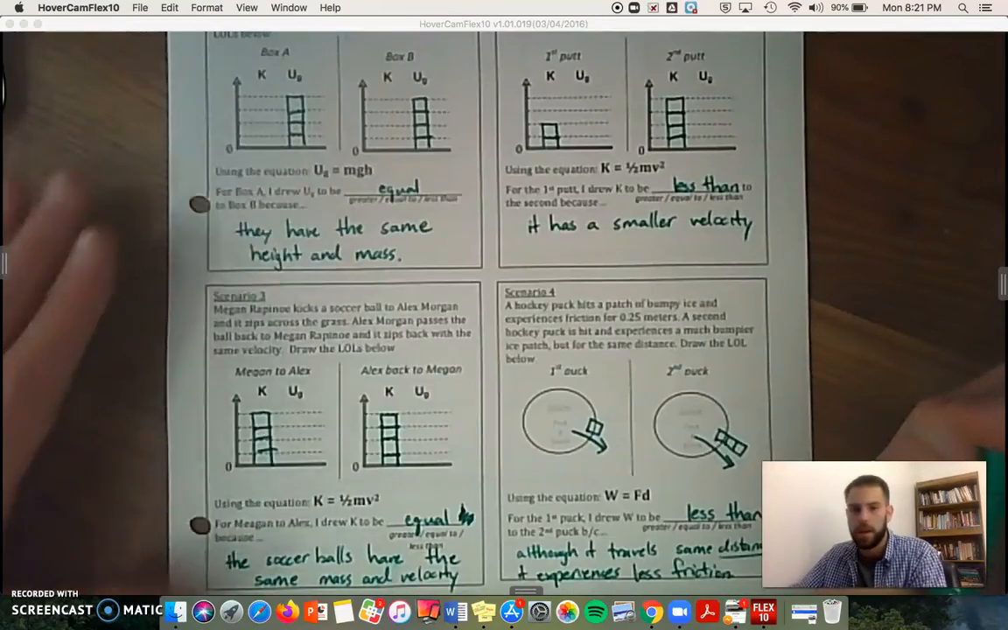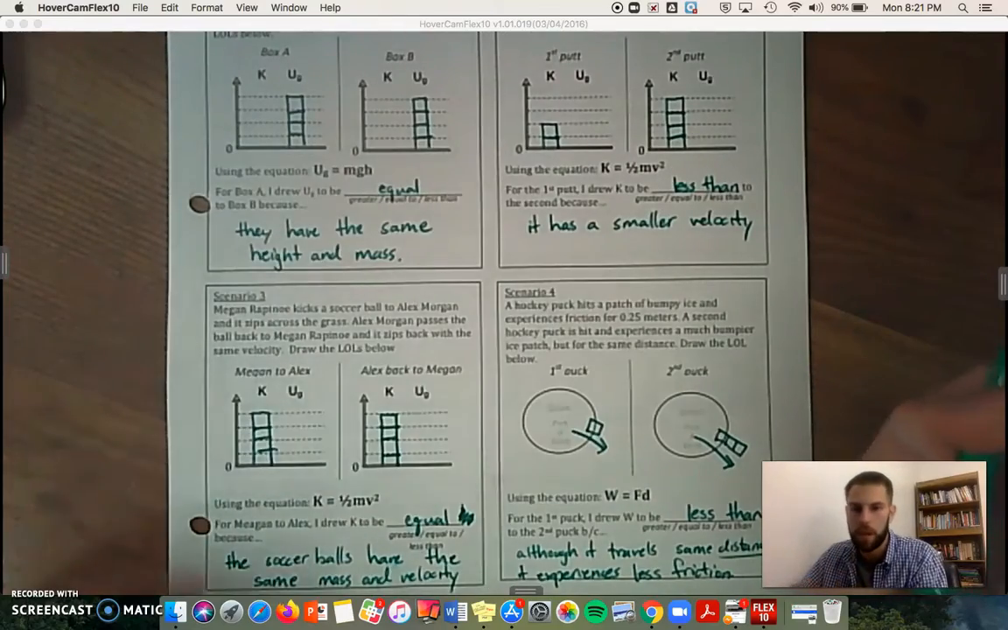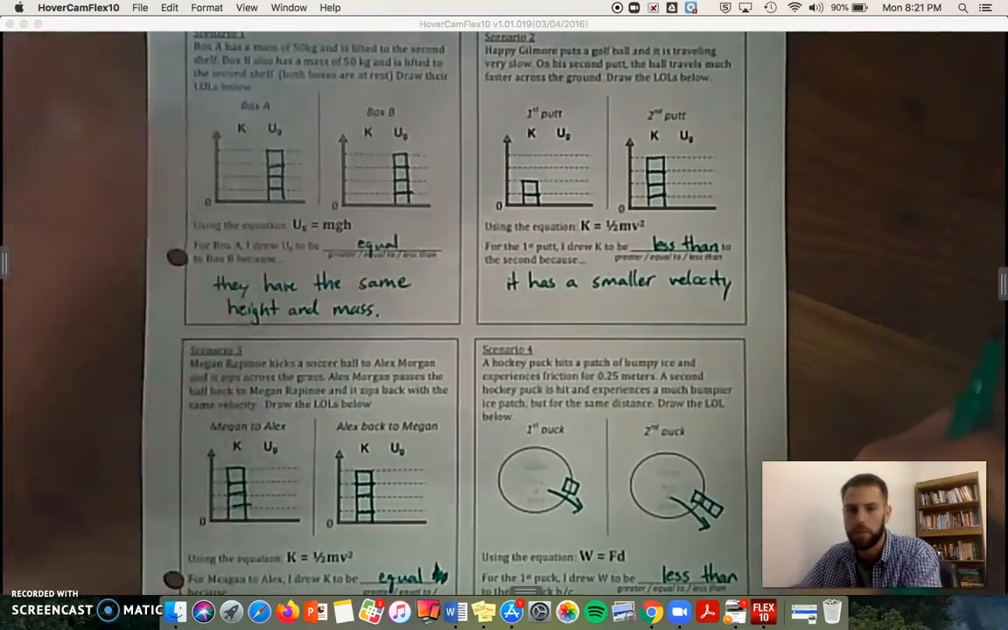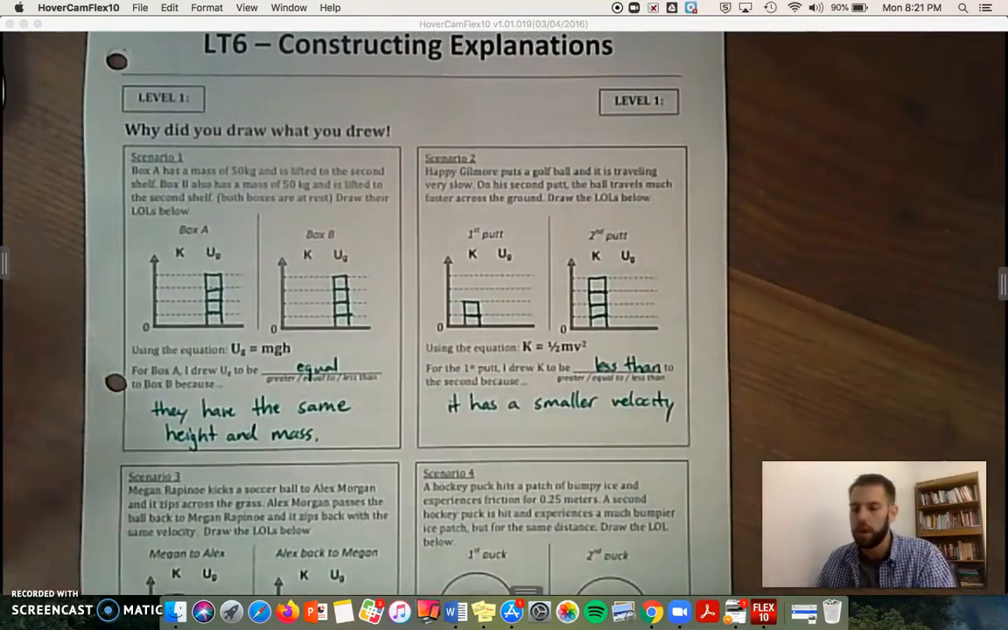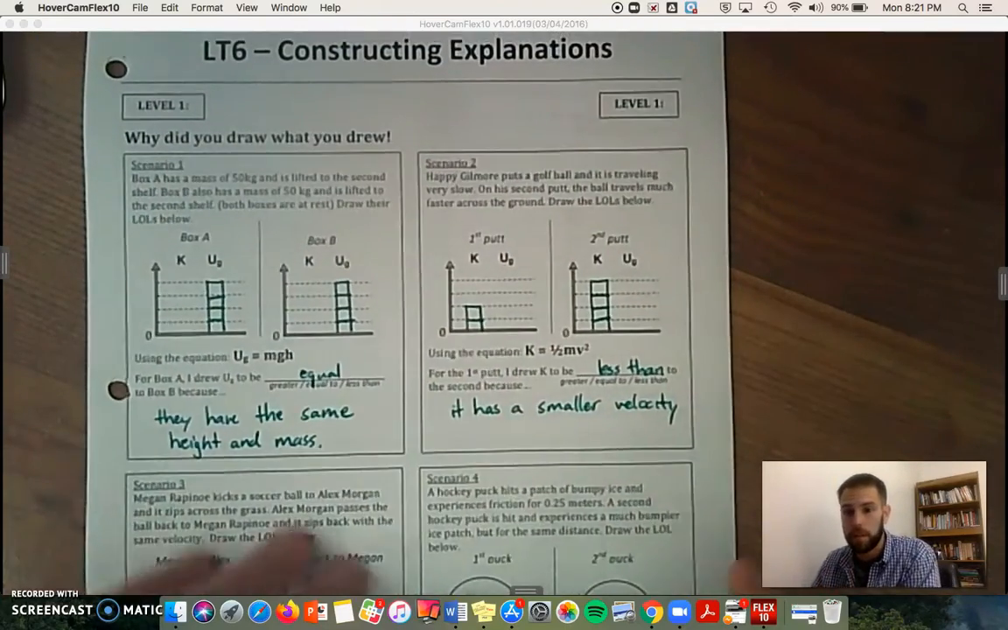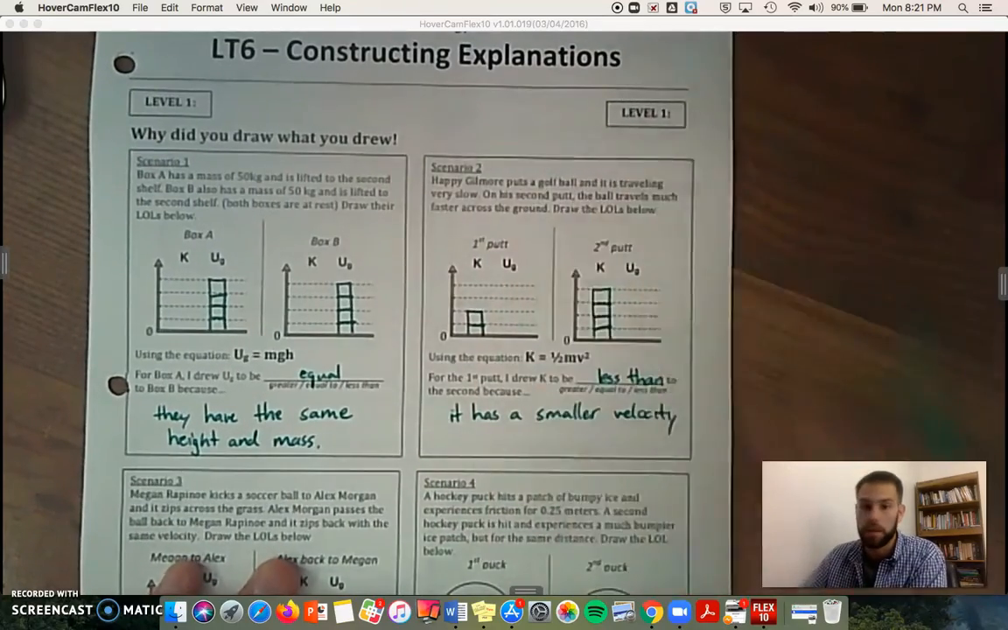Okay, so we did this on Friday. It was kind of its own separate document. It was called LT6 Foreshadowing, but it was really just the first page of our packet. And if you notice here, it says level 1. So these are kind of where we break down some important concepts that will build up to our eventual explanations.